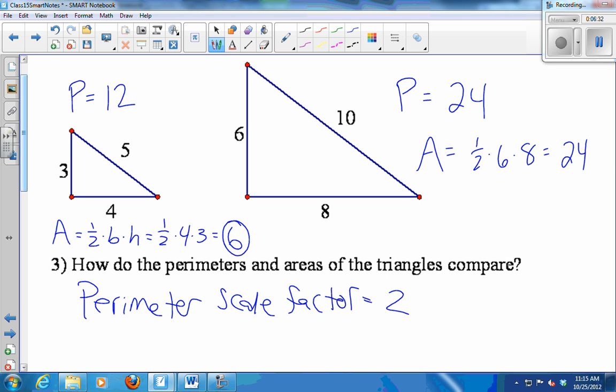So I heard a lot of people saying 12, and I think that you were trying to follow the pattern of the scale factor, right? You said, well, the scale factor is 2. All the sides get doubled, the perimeter gets doubled, the area should get doubled, right? But it turns out the area... Yeah, you can do multiplication in any order.